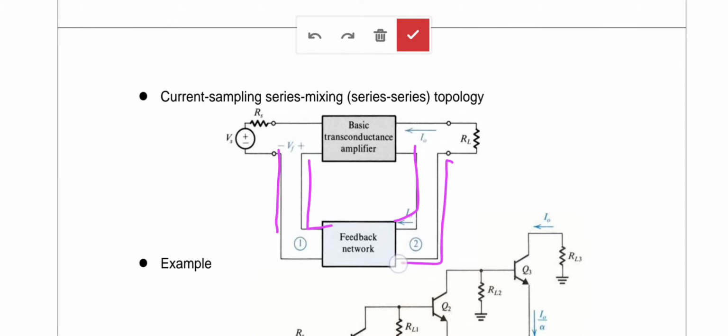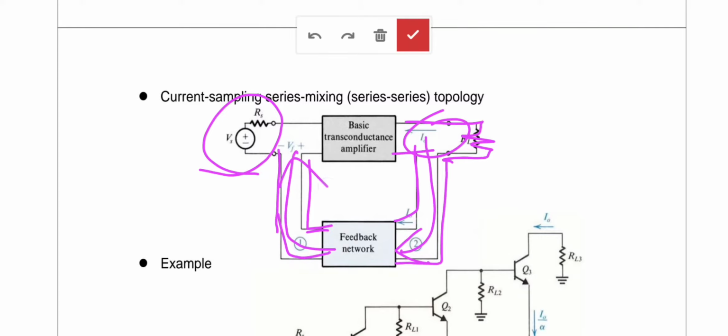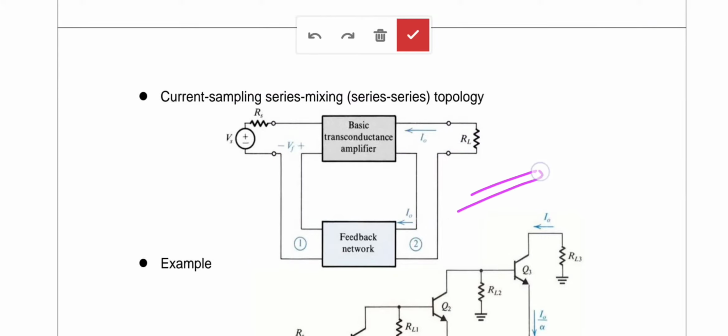The practical circuit for this is a 3-stage amplifier. Same circuit which we studied, it looks similar, but it's a 3-stage circuit. So we have a Q1, Q2, and Q3, with load resistances RL1, RL2, RL3. Input is given to the base of the first transistor.